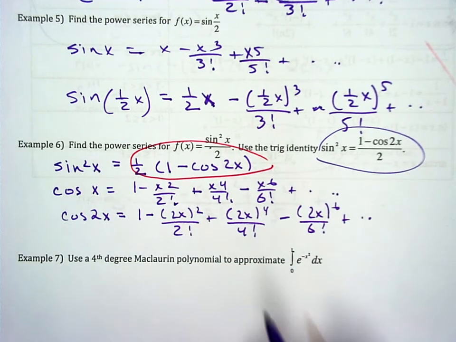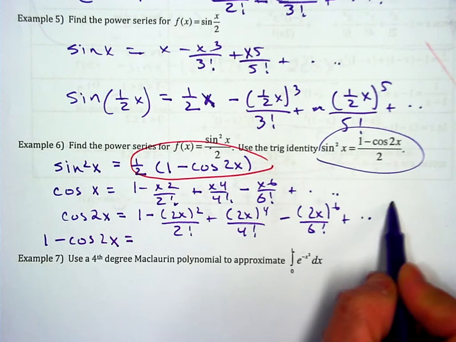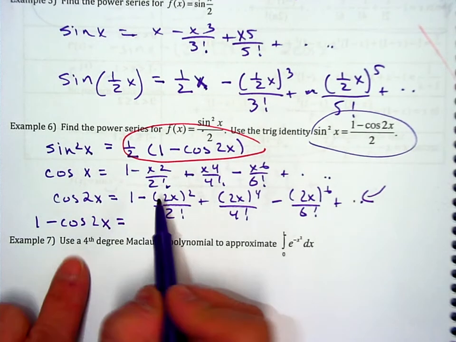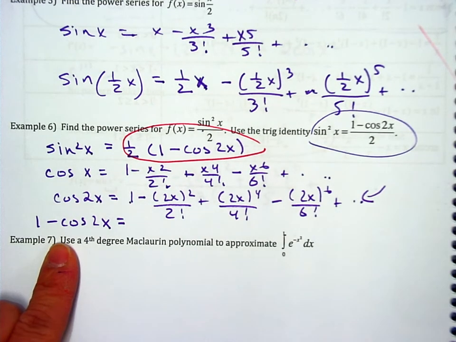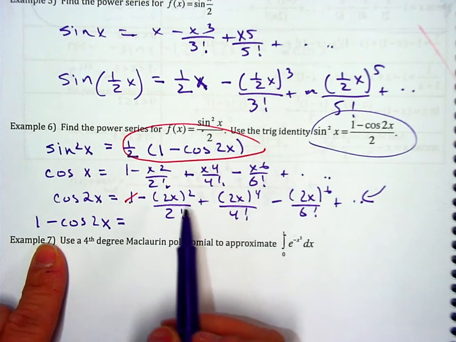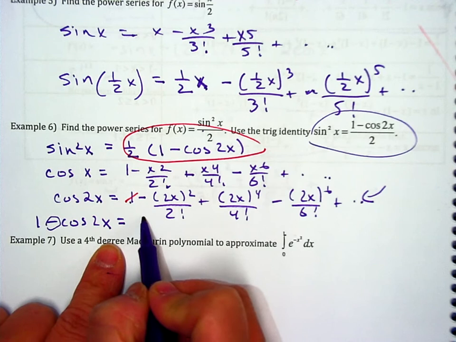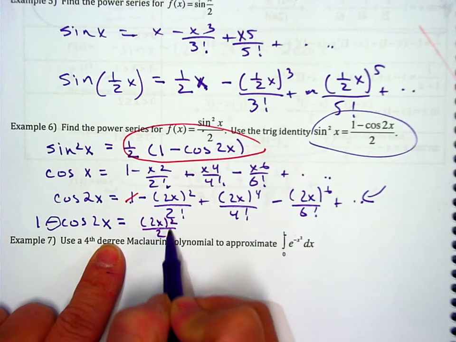So 1 minus cosine 2x is really this entire series, but this 1 will disappear, right? Because you're going to do 1 minus that number, and then because you are subtracting everything that comes afterwards, all your signs have to flip. So I'm going to just flip all the signs.